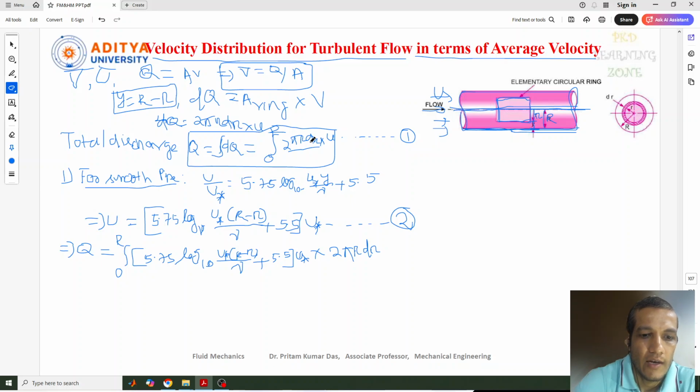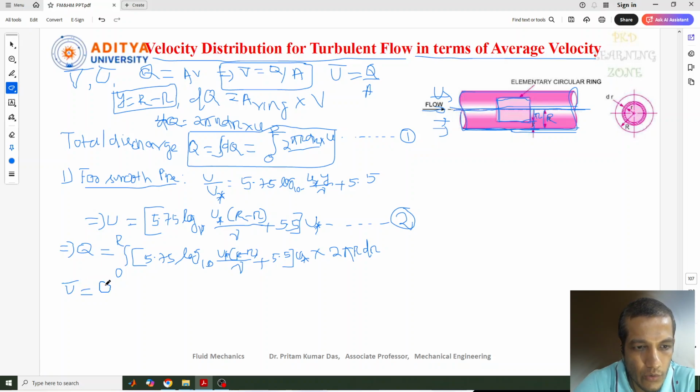Now we need to see what the average velocity will be. We won't solve all of this because it is difficult to solve and we won't get a final closed-form solution. I'll show you what the final value will be after integration. And as I told you, the average velocity is Q by A.